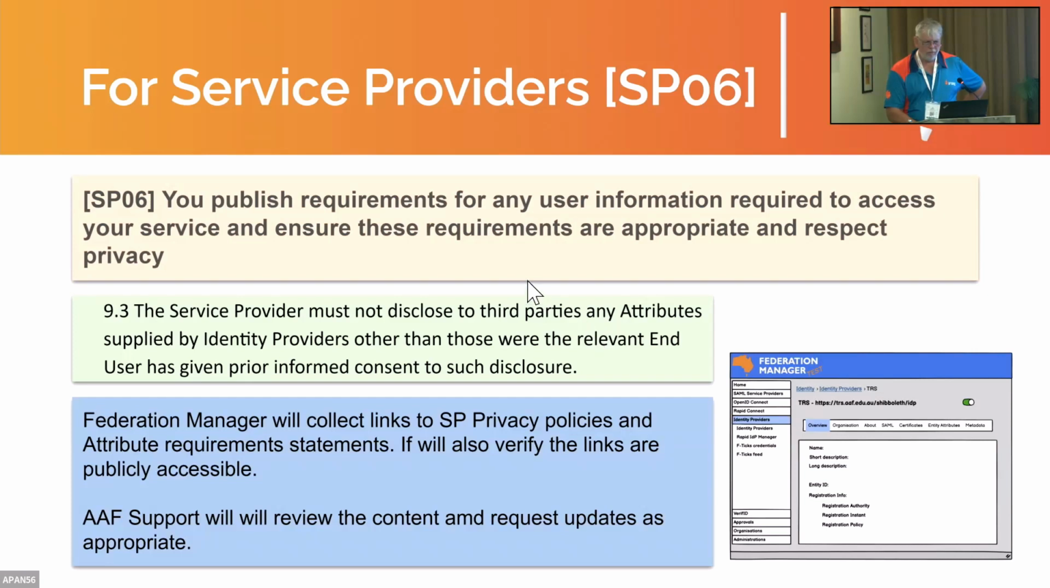And publish requirements for any user information required to access your service. So the service provider must not disclose third-party stuff, but we're also extending our Federation manager to include the privacy URL and other related information to ensure that this is happening. So our tooling and our rules working together are making sure that we're actually being compliant with the baseline expectations.